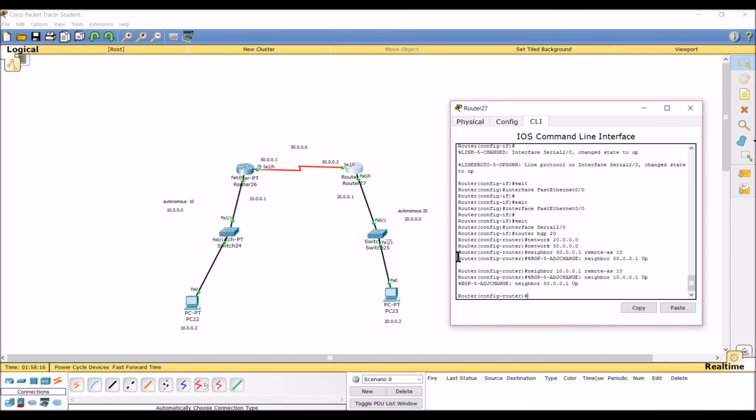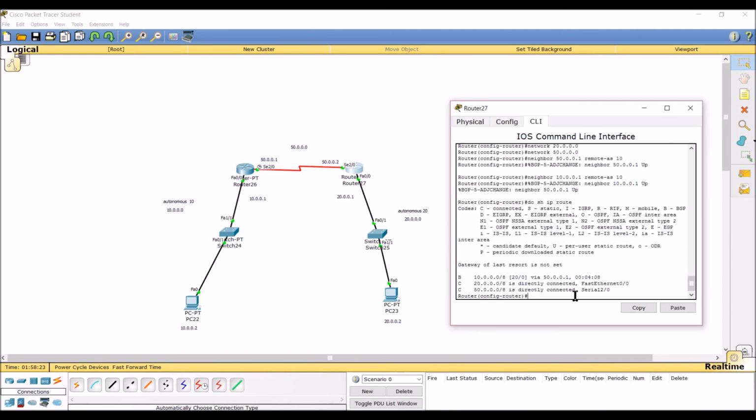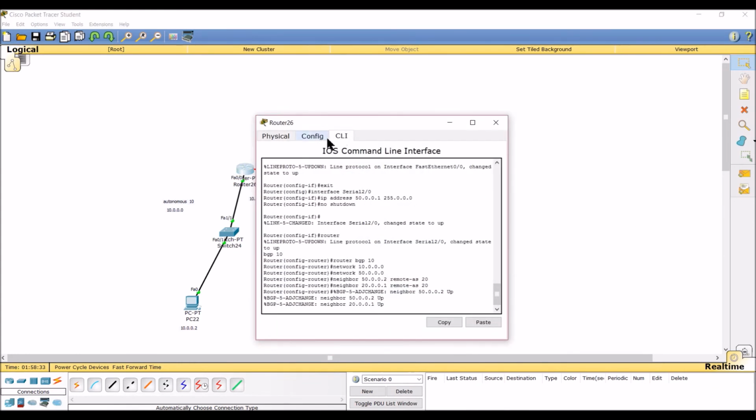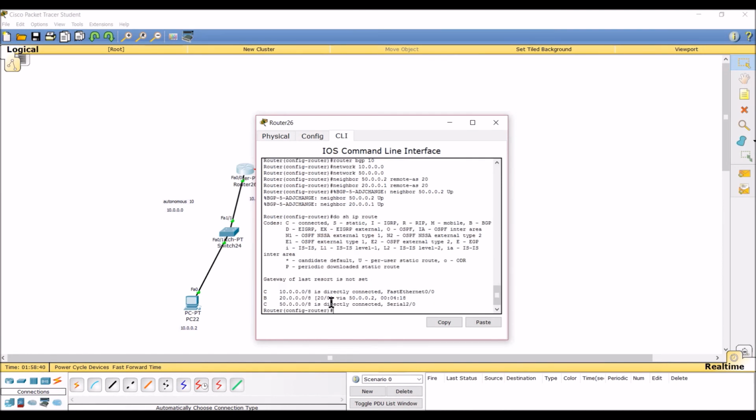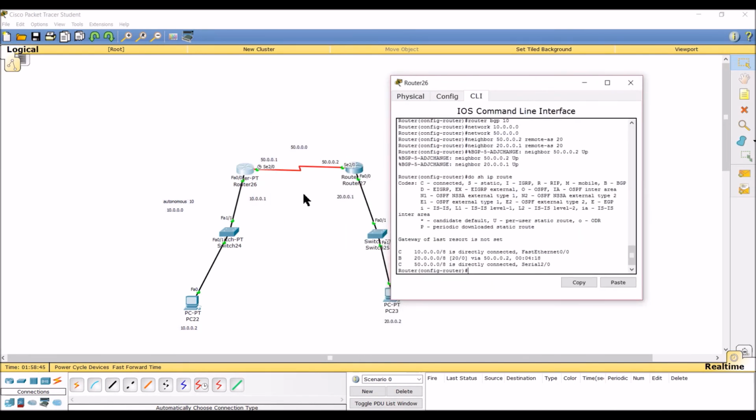Okay, now do show ip route to see whether it is connected or not. It is showing directly connected. It is connected to the serial port, FastEthernet, and to this PC. Okay, let's see for this router. Do show ip route. It is also showing connected, so 20.0.0.0 is connected via 50.0.0.2. Okay, it is showing correct.